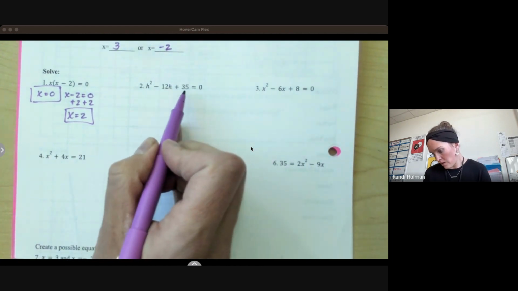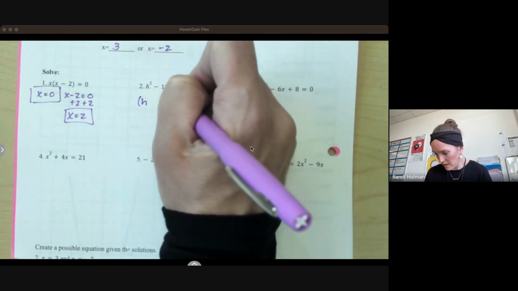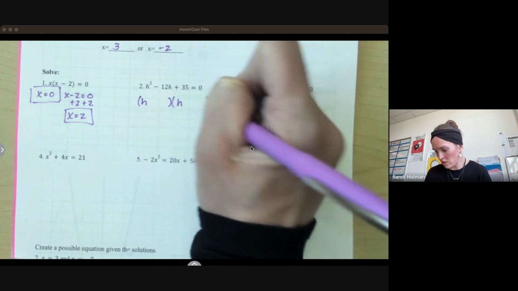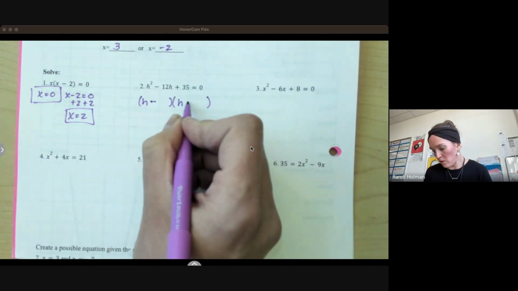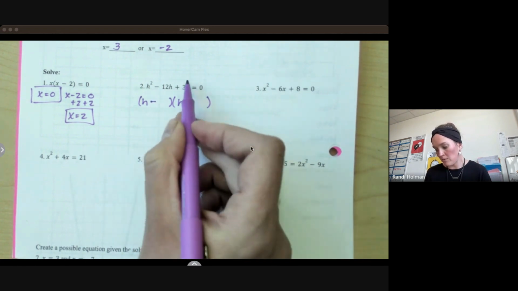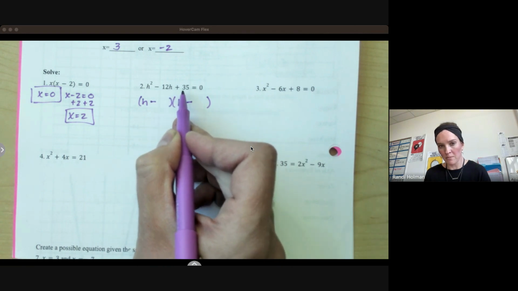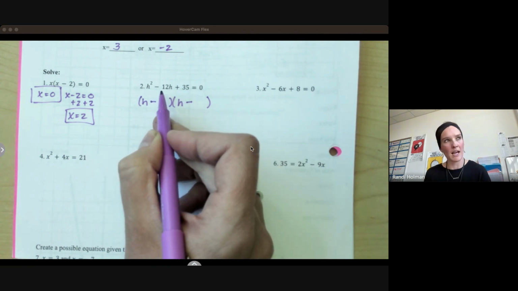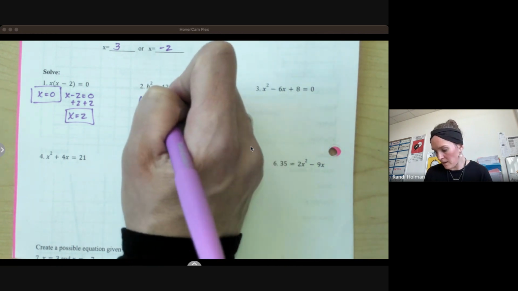So here I have a quadratic, it's equal to 0. I have h squared, so I know I have h and h. We're multiplying to be positive, adding to be negative, so they both have to be negative. I'm looking for how can I arrange, make my rectangle of 35 to get -12, some factors of 35 that add to be 12. And so let's see, that's 7 and 5.